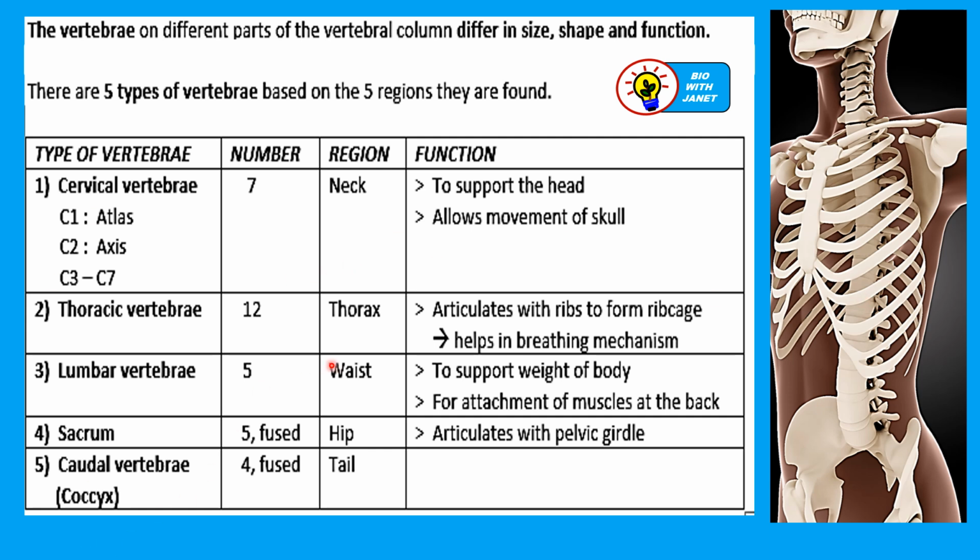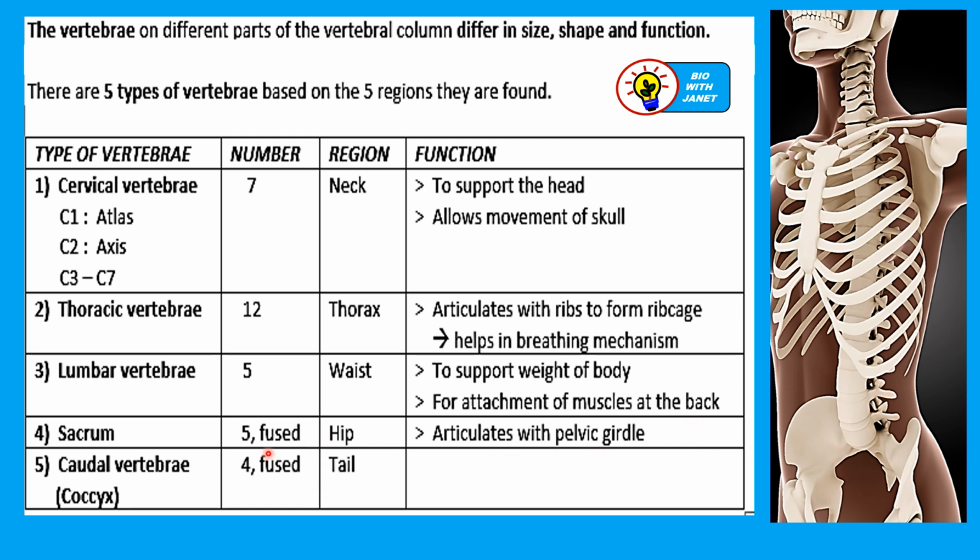Okay, lumbar vertebrae. They are found in the waist region. These are the 5 lumbar vertebrae here. And they are used to support the weight of the upper part of the body above the lumbar vertebrae, right? So they are bigger in size because they support more weight compared to the other vertebrae on top. And they are also used for attachment of muscles at the back.